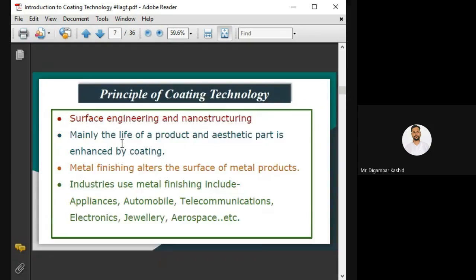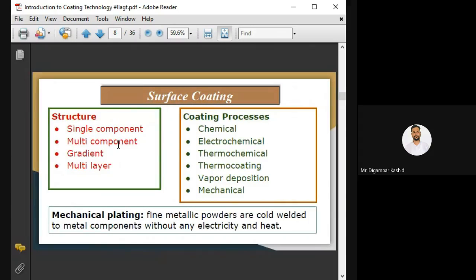Now, how can we go for surface coating? If you want to change the structure, then we have this grouping: single component, multi-component, gradient, and multi-layer. So, to change the structure, we have these options. Now, how can we go for surface coating? Then we have different coating processes. Again, those coating processes are subgrouped like this: chemical, electrochemical, then thermochemical, thermal coating, then chemical vapor deposition, physical vapor deposition, and mechanical. Okay, so these are all the processes.